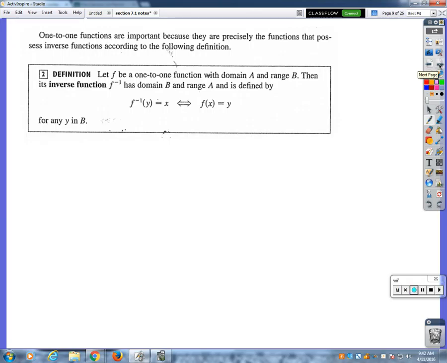Okay, one-to-one functions are important because they are precisely the functions that possess inverse functions according to the following definition.